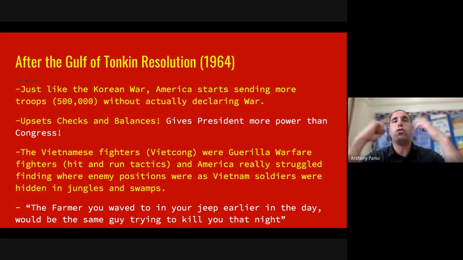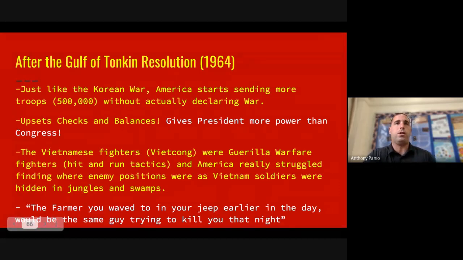So you had so many Viet Cong hiding in the jungles, in bushes, in swamps, and they would just unload an attack on American soldiers or South Vietnamese soldiers, and you couldn't do anything. You didn't know where they were. It was easy to get lost, easy to get confused. So, interesting story: my father-in-law fought in the Vietnam War. He tells me stories all the time about the fighting. He said something like this, but I've heard it from other people, so he's not taking credit for this quote: the farmer you waved to in your Jeep earlier that day would be the same guy trying to kill you that night.